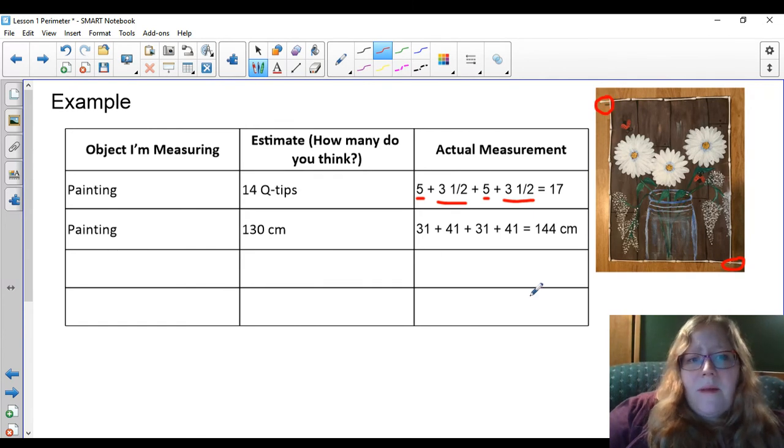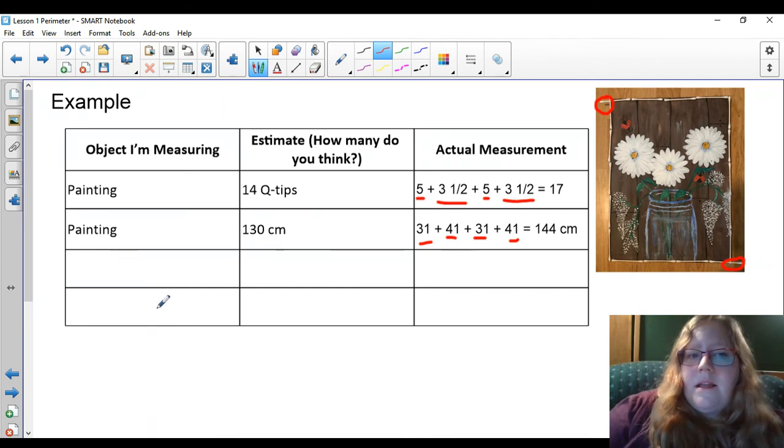Okay, so there's a little bit of math involved. And then I measured it in centimeters with my measuring tape. And I got approximately the 2 sides that were 31 centimeters, the top and the bottom. And then the longer sides were 41 centimeters each. I added them up to get 144 centimeters.